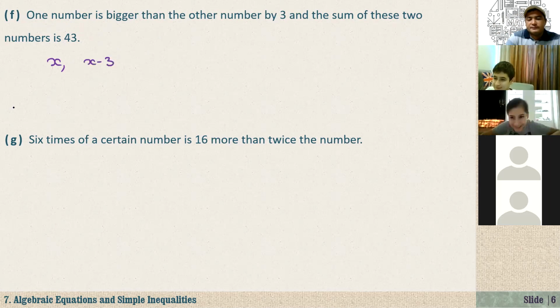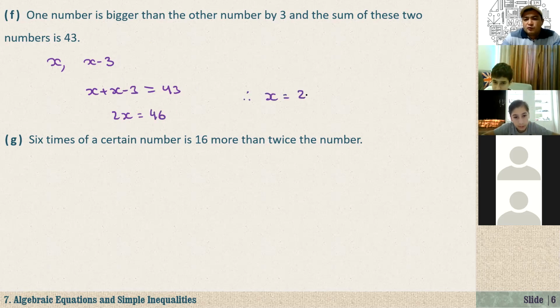Or x minus 3. If the first number is 10, the next number should be 7. So 10 is 3 greater than 7, right? Okay. And the sum of these two numbers is 43. That is x plus x minus 3 is equal to 43. So 2x, take negative 3 to the right-hand side, 43 plus 3, that is 46. 2x equals 46, x equals 23. So what is x? X equals 23. 20 and 23.